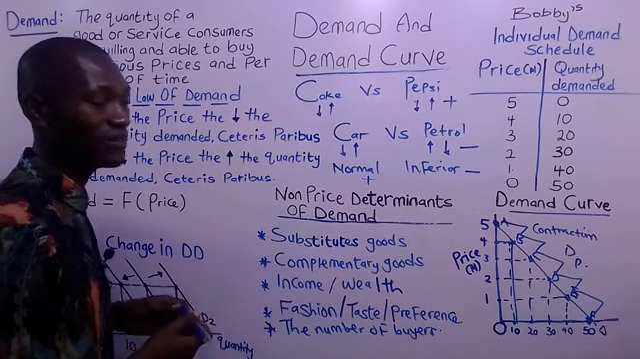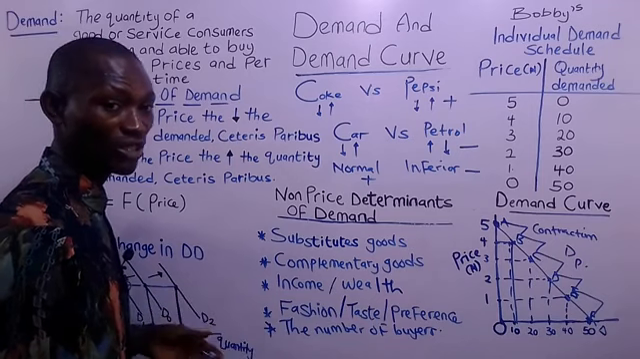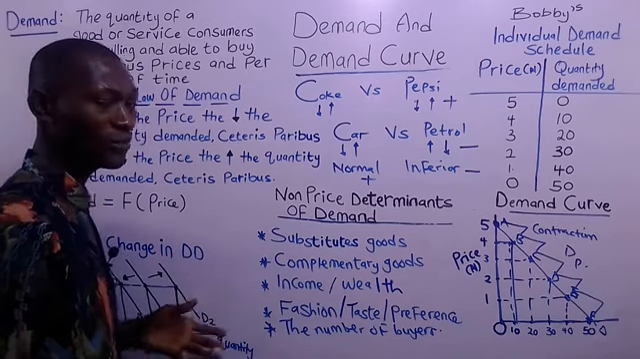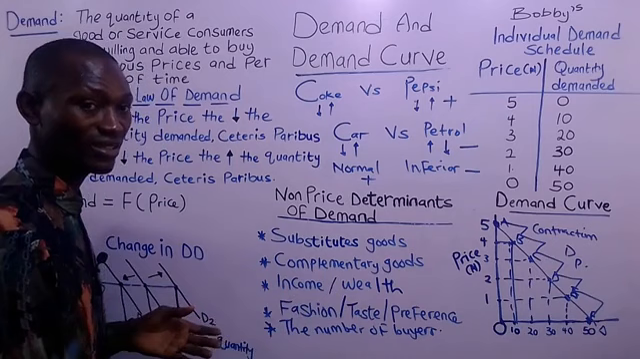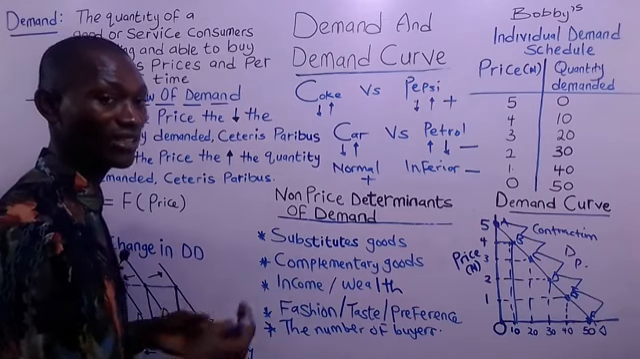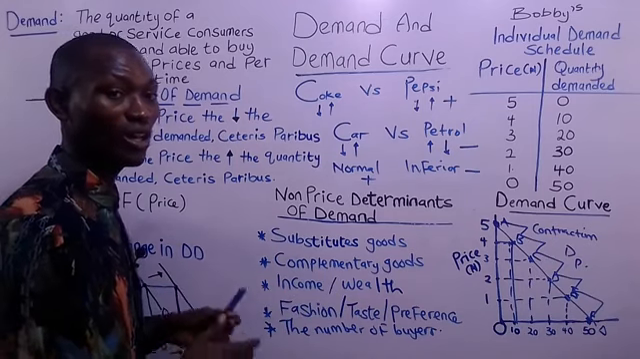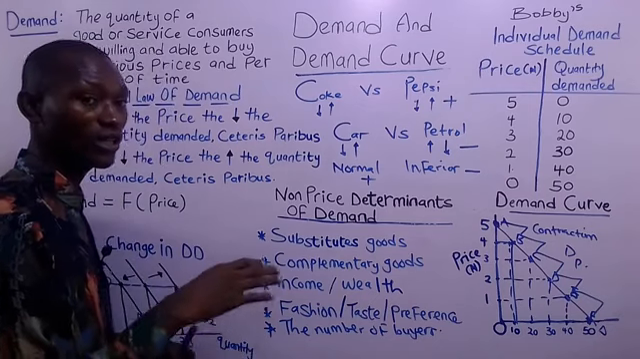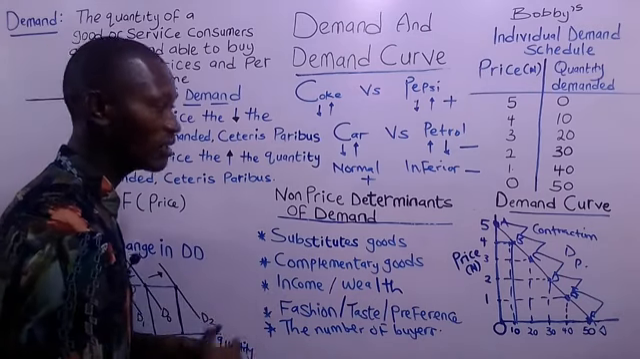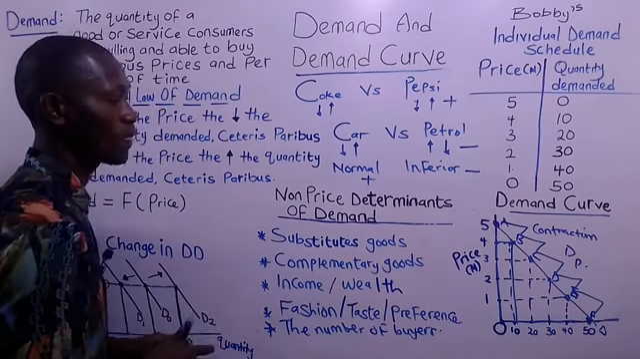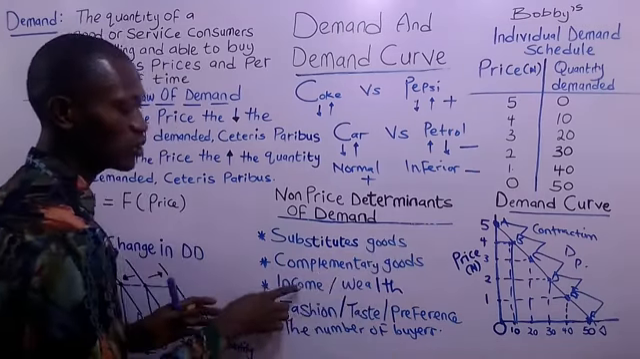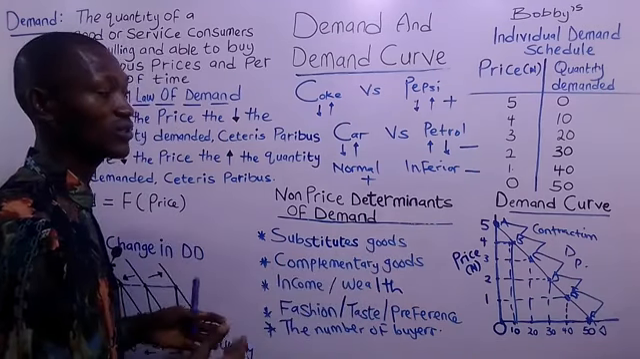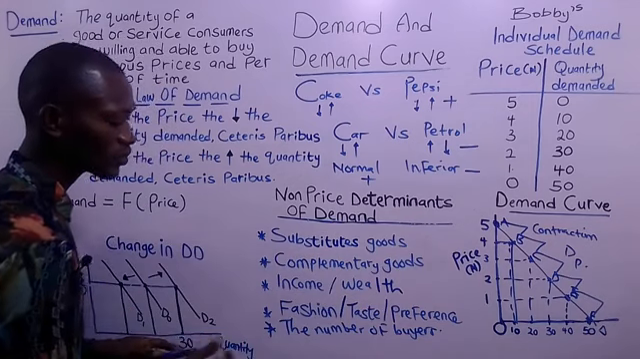A good example of inferior goods is public transportation. You tend to take it less when your income rises, because you will want to get your own private car and all that. And when your income falls, you tend to take public transportation more. So the relationship between income and inferior goods is said to be negative.